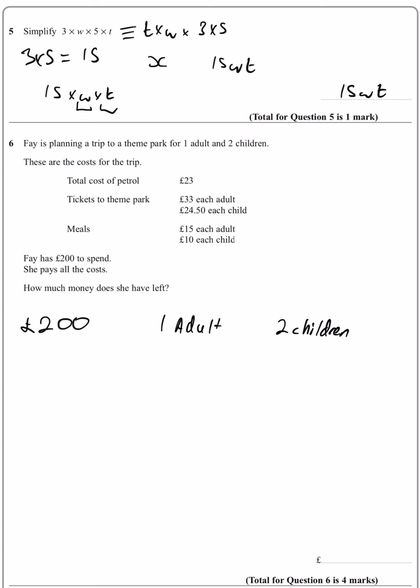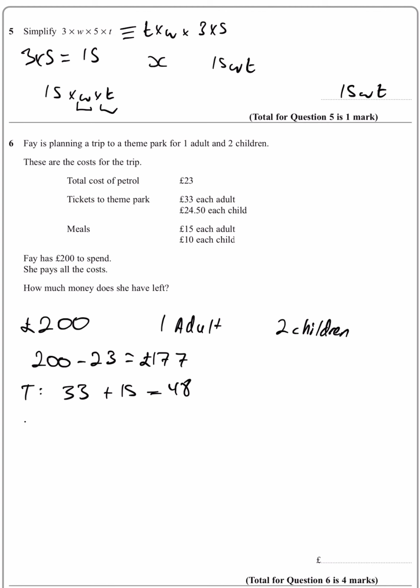Now she has a fixed price of £23 for her petrol, and so we do 200 minus 23, which is £177. That's a non-negotiable variable within this, has to be deducted. Now, regarding the tickets and the meals, we're going to go one by one with the adult and the children. So, for the tickets, let's do T. She has to pay £33 for herself and £15 for a meal, which is £48.